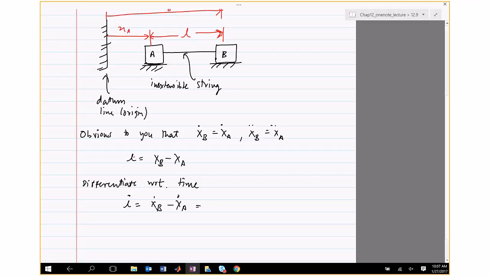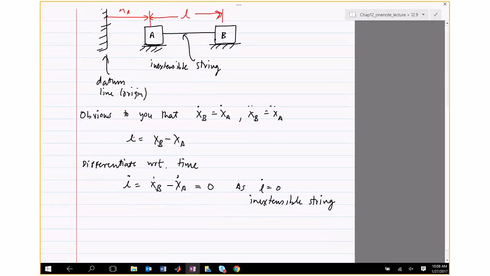So L dot is 0 because it is an inextensible string. So if xb dot minus xa dot is 0, then we can write xb dot is xa dot. Okay, and if we differentiate again with respect to time, then xb double dot is xa double dot.